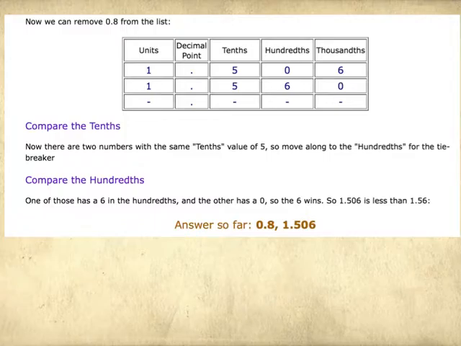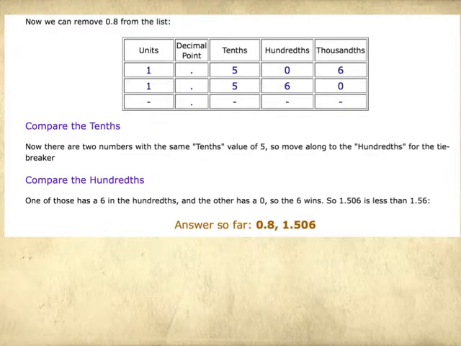Now that I know 0.8 is the smallest number, I can take it right off the list and keep going. So again, I'll compare my units. I have 1 and 1. Decimal point. Tenths, I have 5 tenths and 5 tenths. Those are the same, so I'm going to keep going.